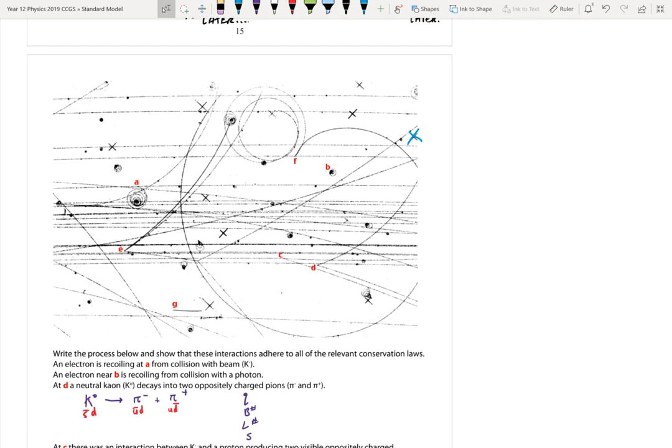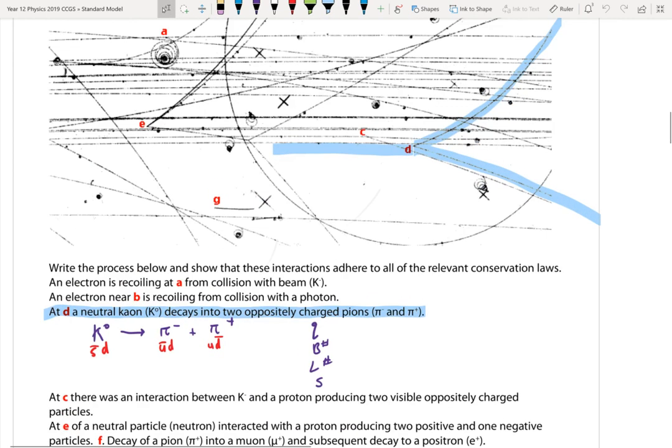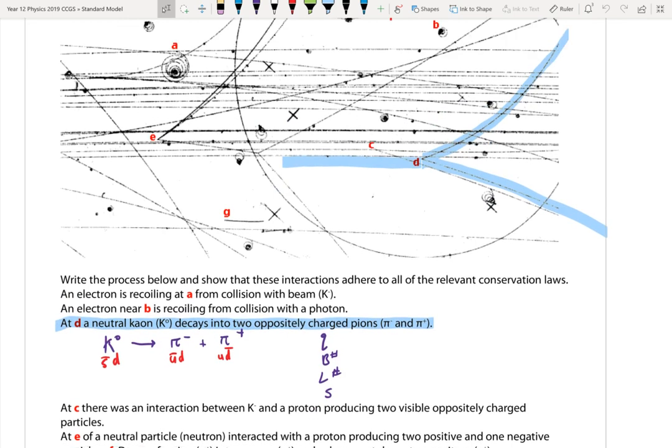I am going to highlight part D because we can do that. Here is D. A neutral kaon, there he is, decaying into 2 mesons. That's it. I've just highlighted that blue. I didn't really give you much room underneath, apologies for that. You have 2 minutes. Copy down the particle equation, copy down the quark constituents, and then show that at least the top 3 are conserved in this interaction.